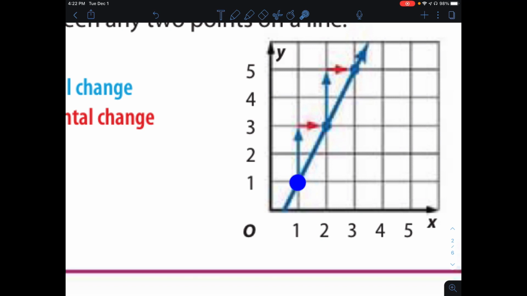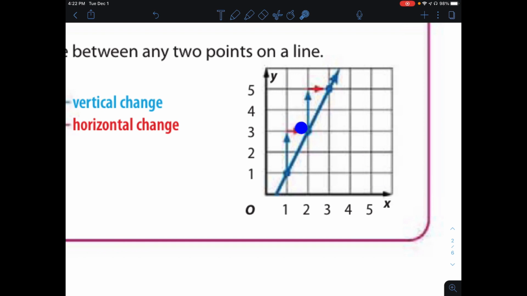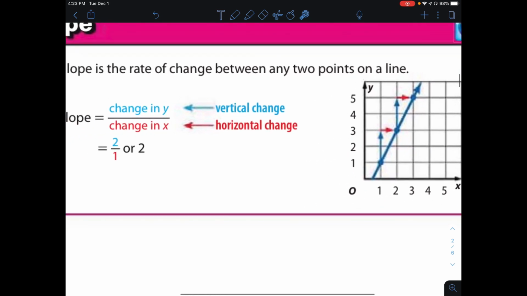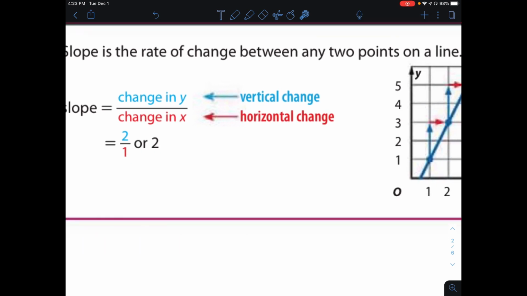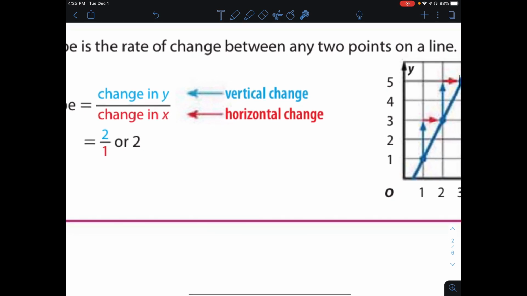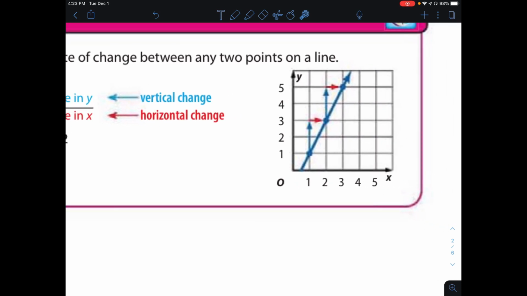We're looking at these 2 points. The change in y will be 2 units up. The change in x will be the horizontal change right there, 1 unit to the right. Again, if we use these 2 points, the change in y will be 2 units up, 1, 2, and 1 unit to the right. So that means the vertical change is 2 and the horizontal change is 1, or 2 over 1. So our slope for this linear relationship would be equal to 2.